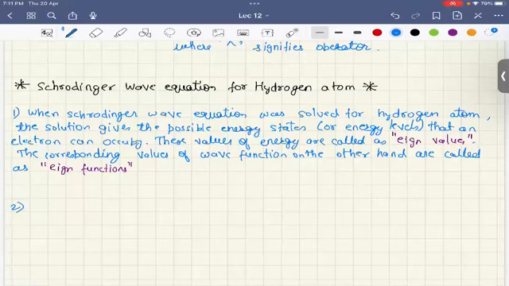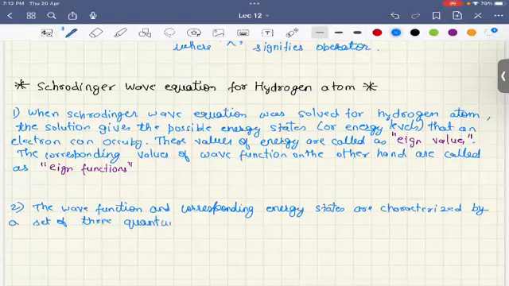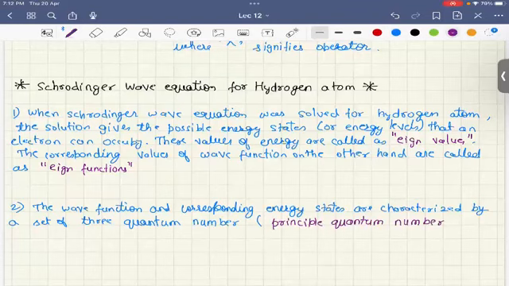So what we are saying is, let us write this down. The wave function and corresponding energy states are characterized by a set of three quantum numbers. These quantum numbers are called the principal quantum number, which is denoted by the symbol n, right? Azimuthal quantum number.